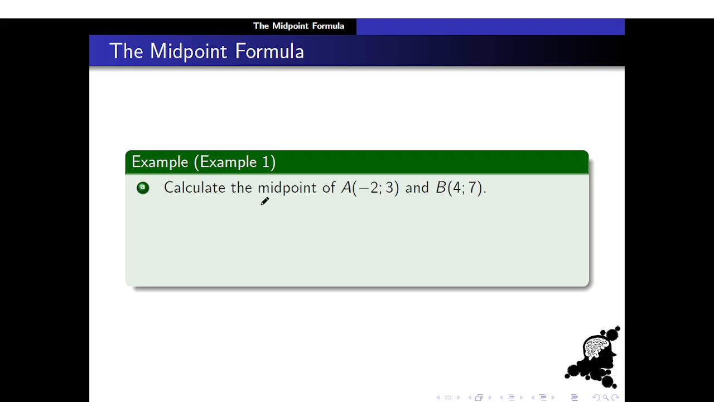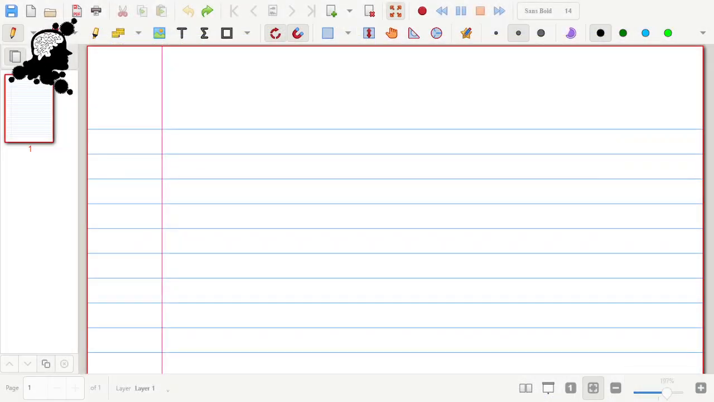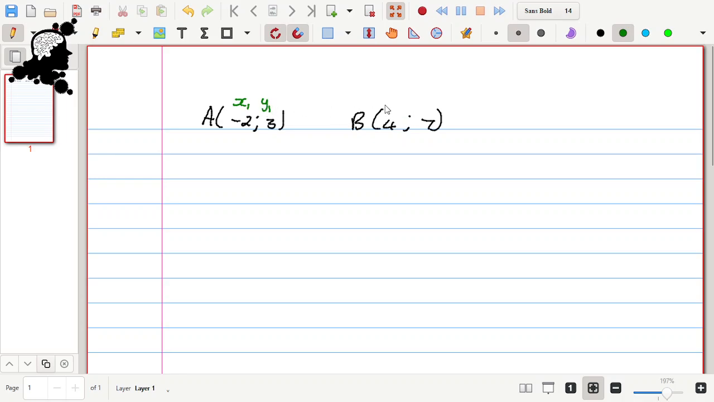So the first question says we need to calculate the midpoint of A with the coordinates -2 and 3, and B with the coordinates of 4 and 7. Now, let's go to the writing pad and let's actually look at this. So we are given the coordinates of A as being -2 and 3, and we are given the coordinates of B, which are 4 and 7. Now, just like what we did with the distance formula, the first thing we need to do is to identify what is x1, what is y1, what is x2, what is y2. I'm going to let this be x1, then this should be y1. If this is x2, then this would be y2.